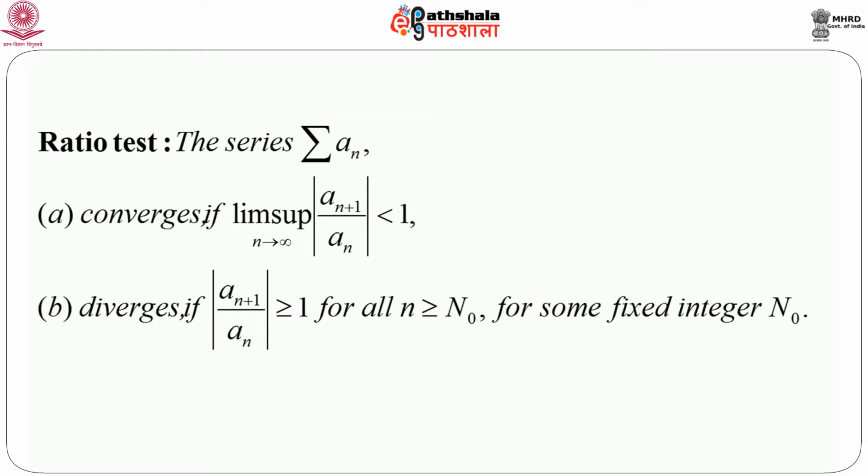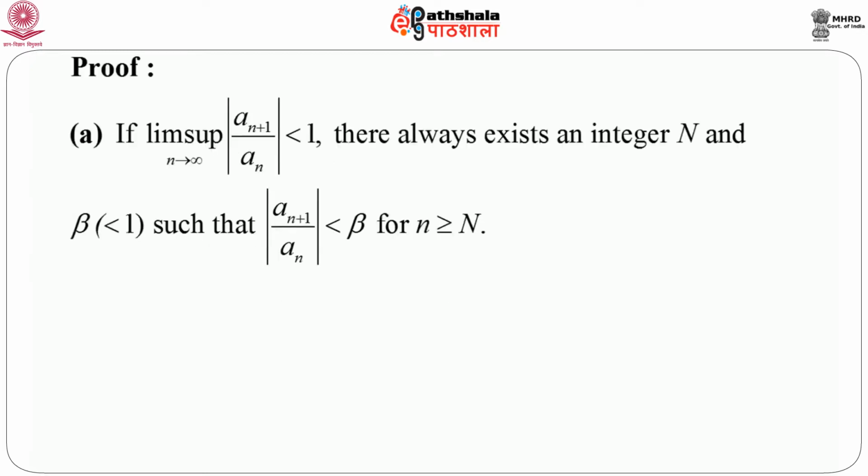lim sup as n goes to infinity of the modulus of the ratio of two consecutive terms, that is |a_(n+1)/a_n|, is less than 1, and diverges if this ratio |a_(n+1)/a_n| is greater than or equal to 1 for all n greater than or equal to n naught, for some fixed integer n naught. So let us prove this test, or this theorem.